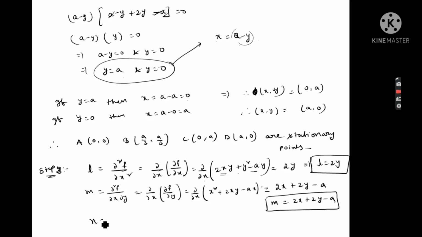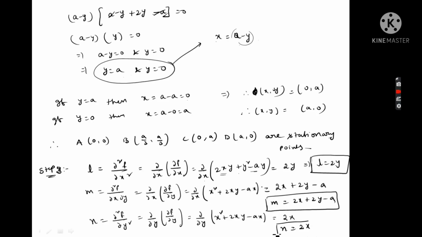Now next, n is nothing but ∂²f/∂y². That equals ∂/∂y of ∂f/∂y, which is x square plus 2xy minus ax. With respect to y, this is 2x. That implies n equals 2x. So now we have the L value 2y, the m value and the n value.